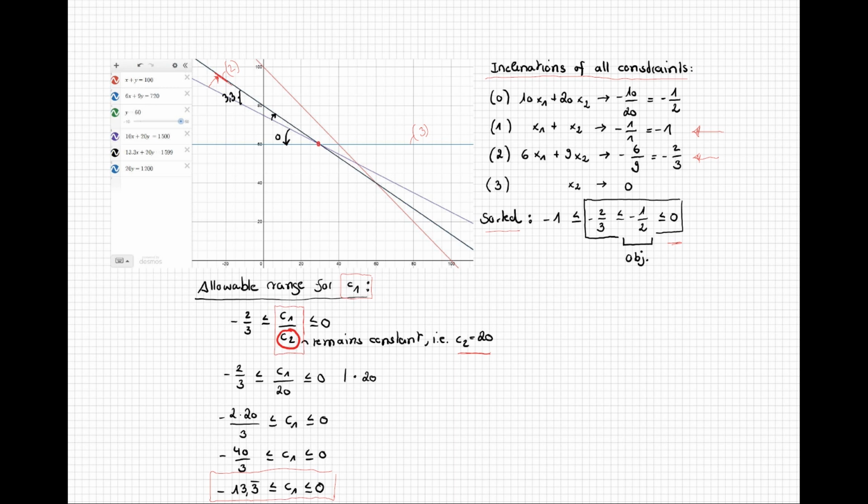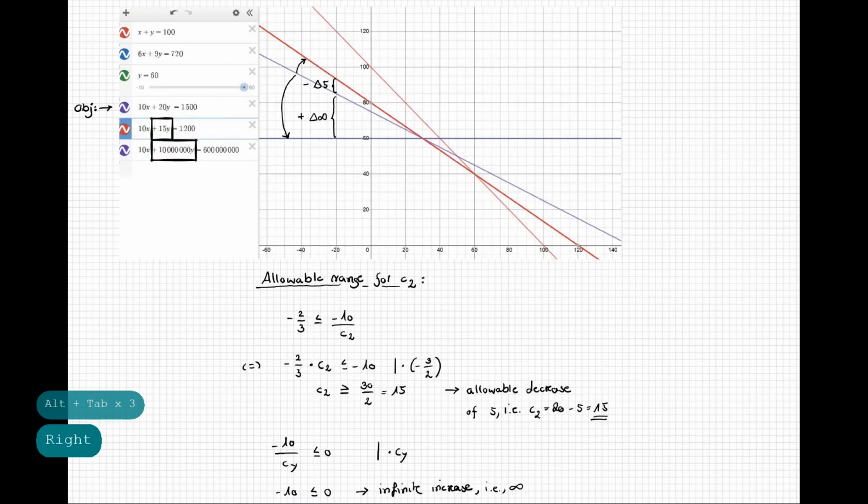And we can also, on the other hand, decrease the coefficient C1 to let it be 0. Then we have the intersection with the third constraint, and this is where we would have the same inclination as our third constraint. The same is valid now for C2.